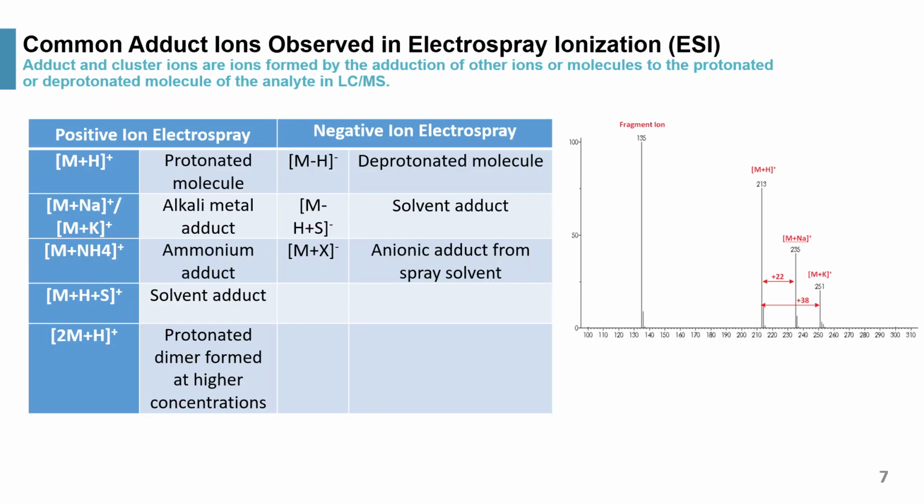This slide describes common adduct ions observed in electrospray ionization, ESI, which we will define a bit later. In the positive ion electrospray, one can see it's very common to get a protonated molecule or adducts with alkali metals such as sodium or potassium, ammonium adducts, adducts with solvent, and also protonated dimer formed at a higher concentration. And some of these in negative ion electrospray are shown here.